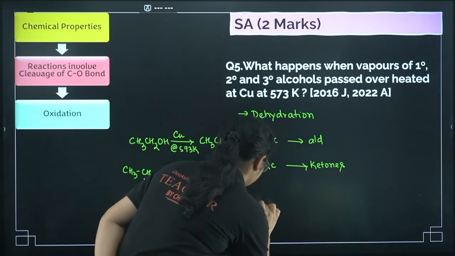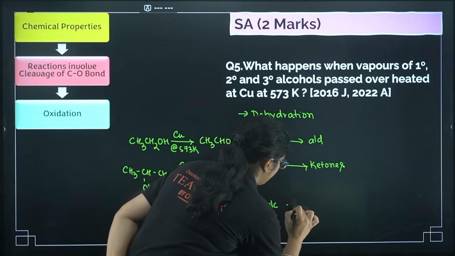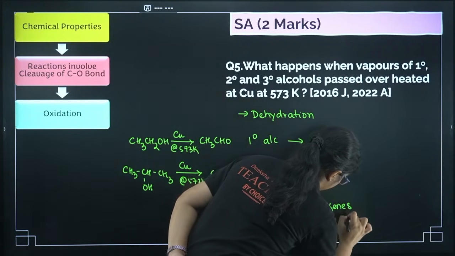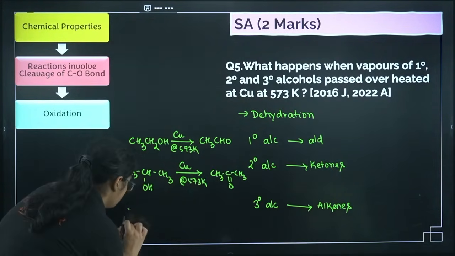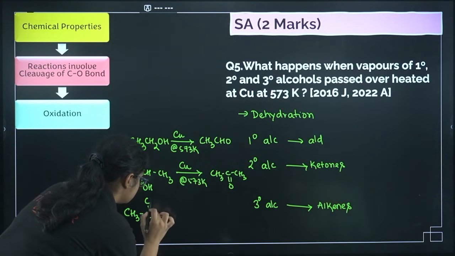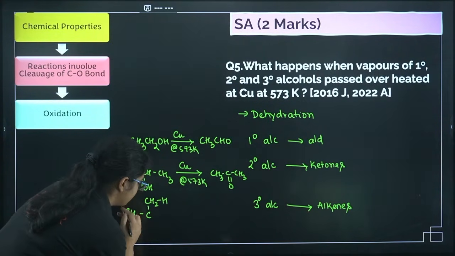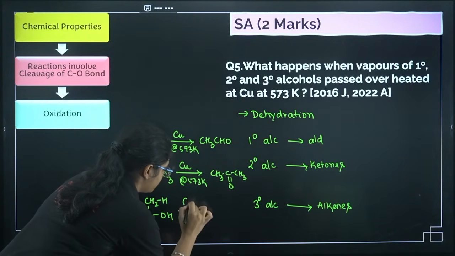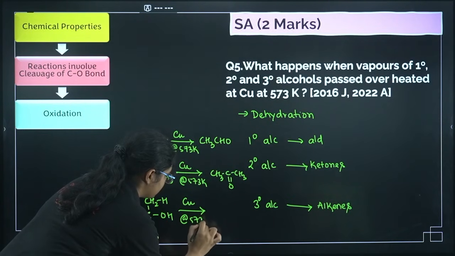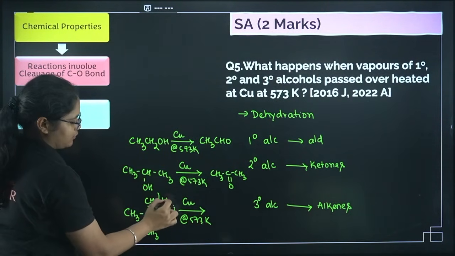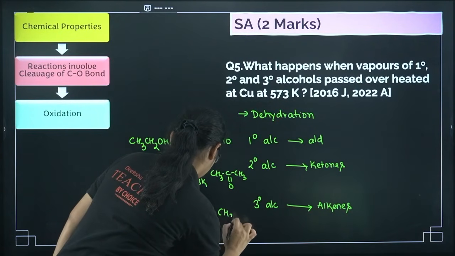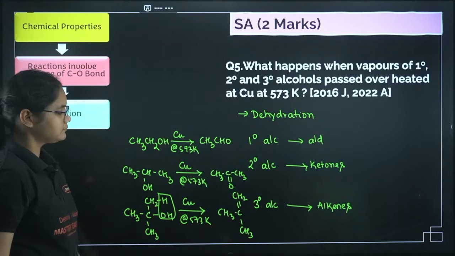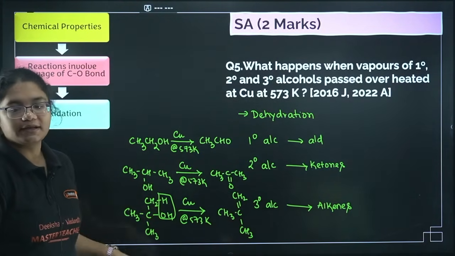Next, third one is, if I have tertiary alcohol and you treat it with this one, then we will get alkenes. Now here example, we have CH3CH, I'm just writing like this, then you have OH and CH3, and if I use copper at 573 Kelvin, then there will be dehydration, this H and OH will be removed and I will get CH3C double bond CH2CH3. So this is how the reaction takes place.